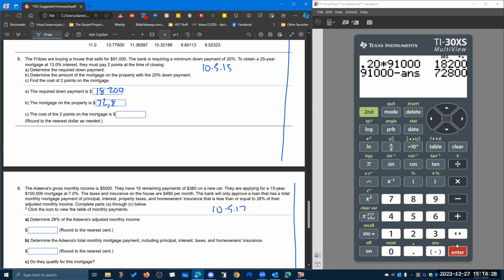meaning that they have $72,800 left to mortgage, and they need to pay 2%. Each point is a percentage point, so they need to pay 2% of that remaining amount. So they need to pay $1,456 in points to be able to get that particular APR that they want.